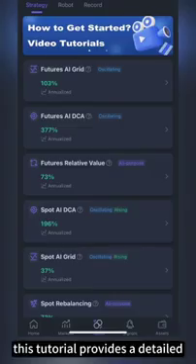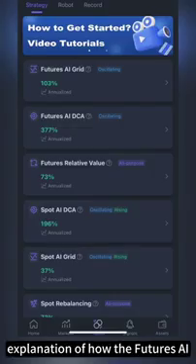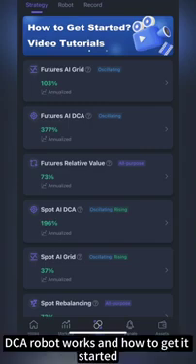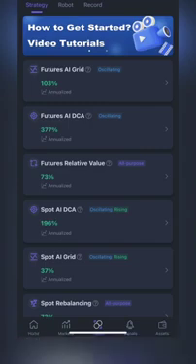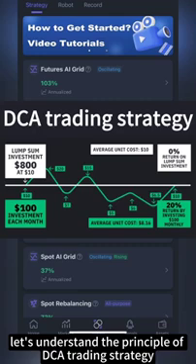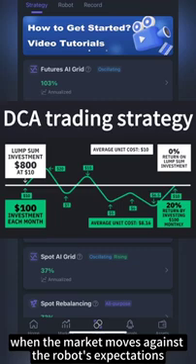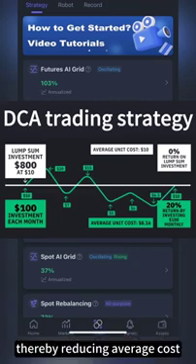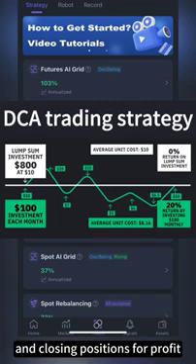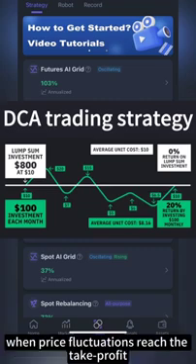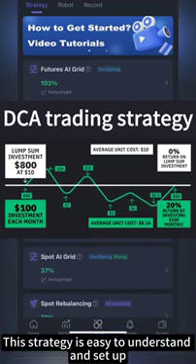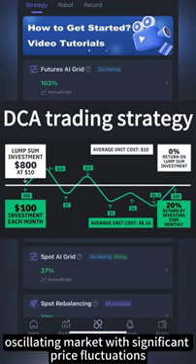This tutorial provides a detailed explanation of how the futures AI DCA robot works and how to get it started. First, let's understand the principle of DCA trading strategy. It involves gradually increasing positions when the market moves against the robot's expectations, thereby reducing average cost, and closing positions for profit when price fluctuations reach the take profit. This strategy is easy to understand and set up, particularly suitable for oscillating markets with significant price fluctuations.